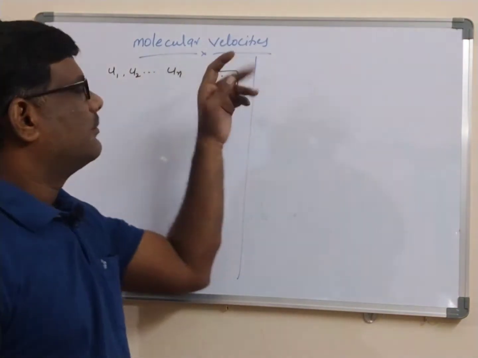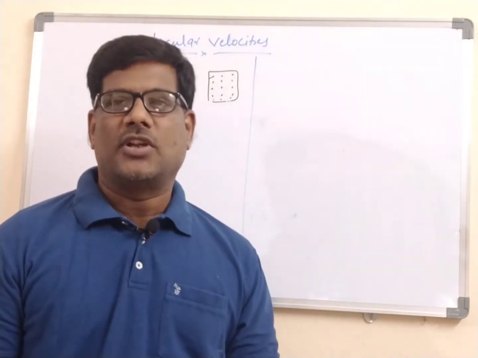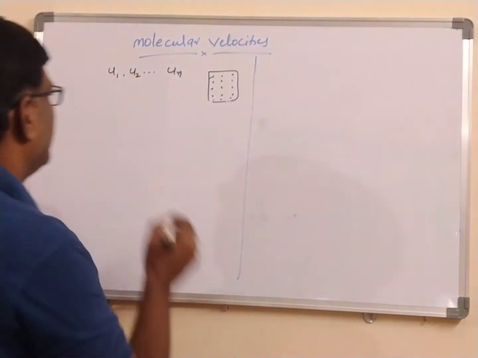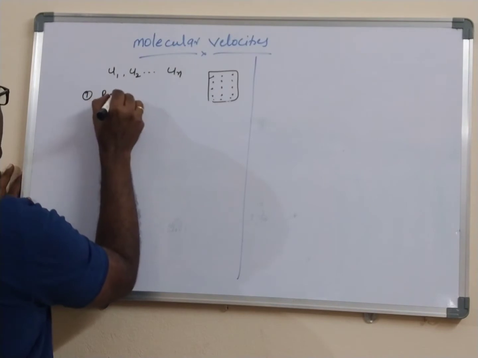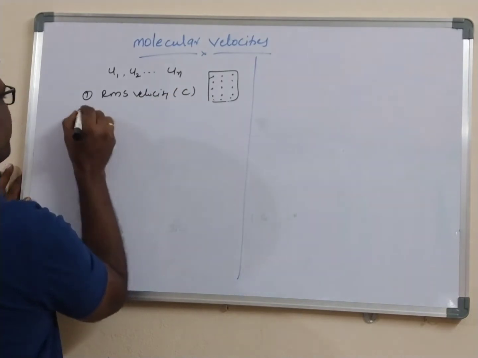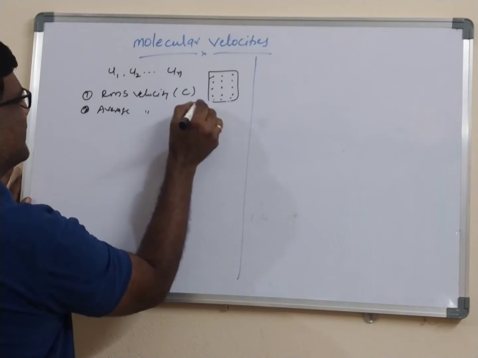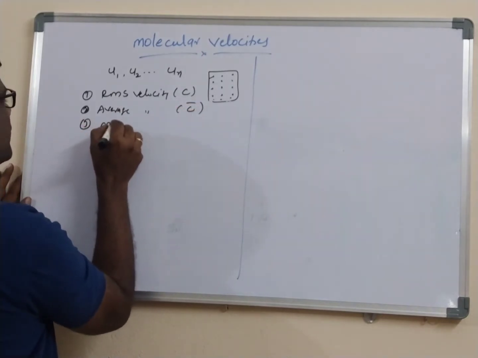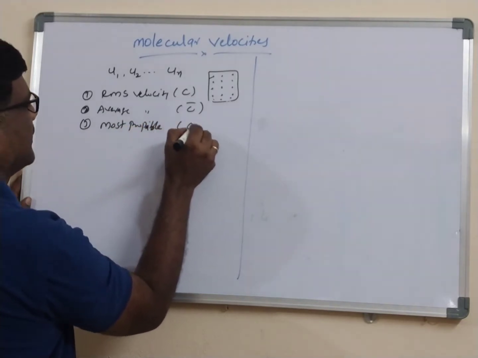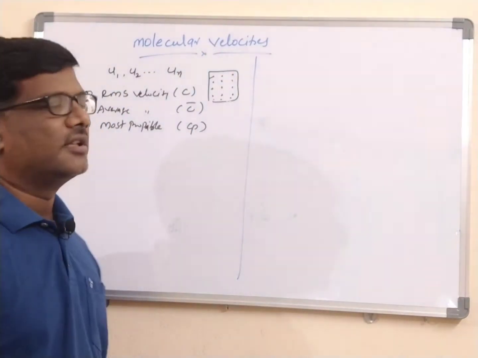In order to calculate the molecular velocity of gases, we have three types of velocities. Generally, the gas molecule velocity can be calculated using three methods. One is the RMS velocity, which is represented with C. Number two, average velocity, which is represented with C bar. Number three, most probable velocity, CP.